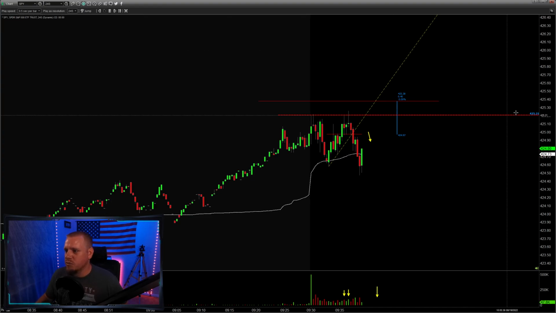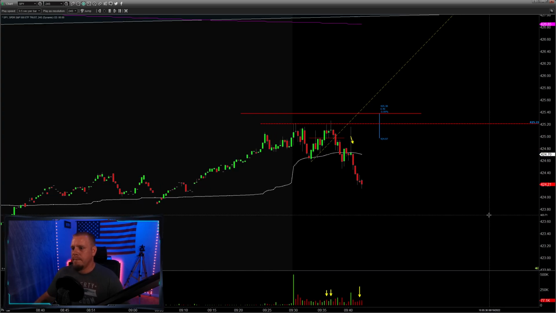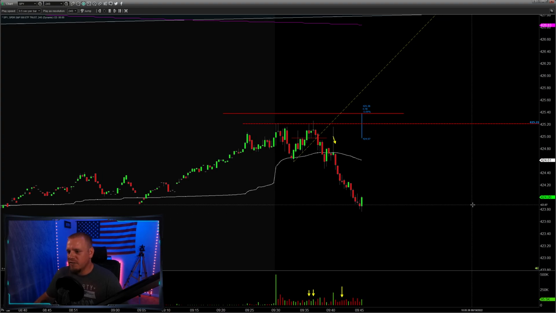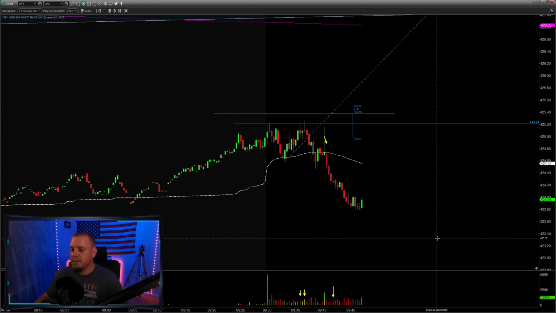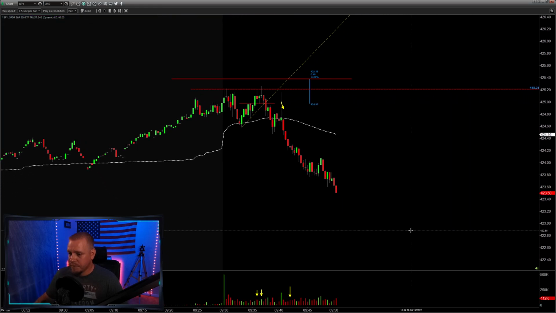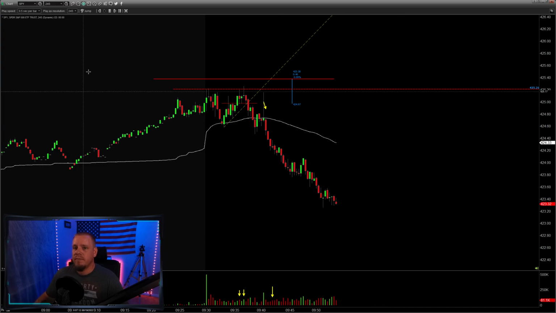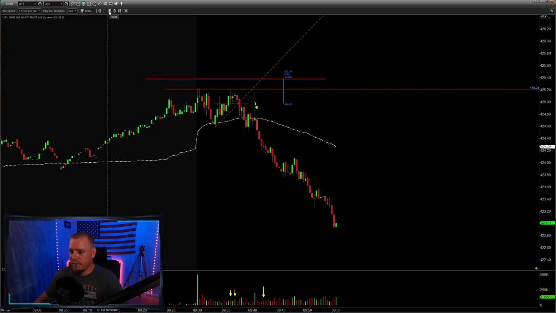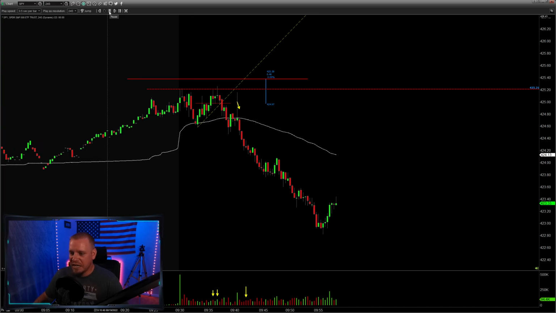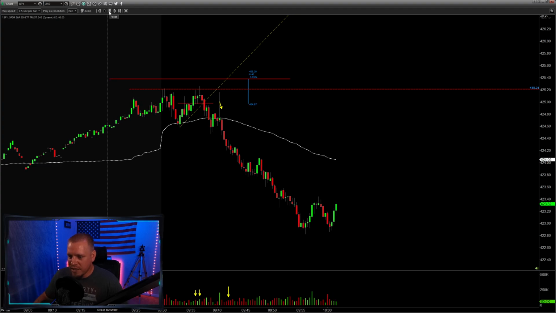Here we go. This is what happened. Looks like we're getting a fade. Nice fade. Really nice fade. Even nicer. Pretty much doesn't get any better than that. We have a little bit of a swing high that just occurred there.